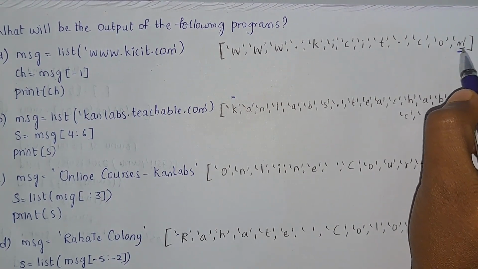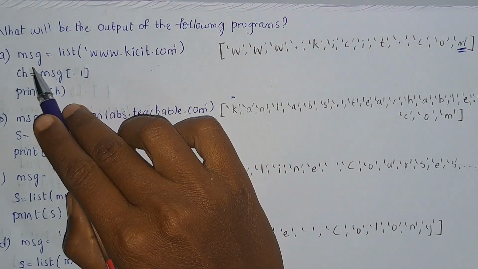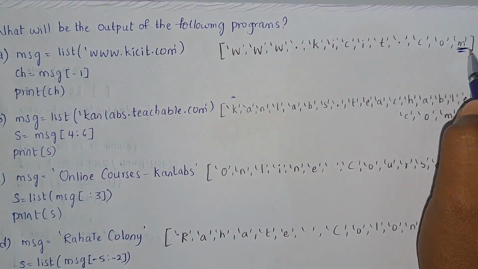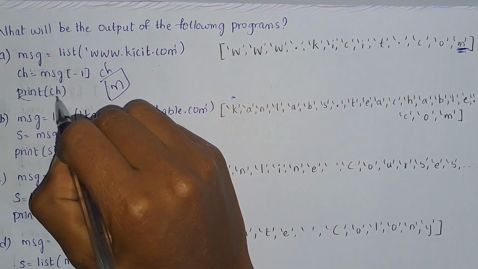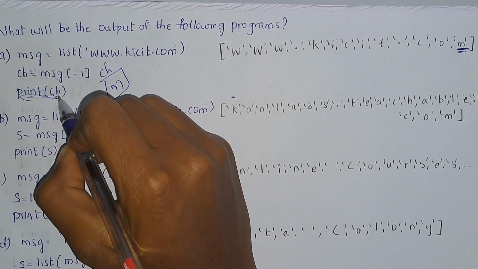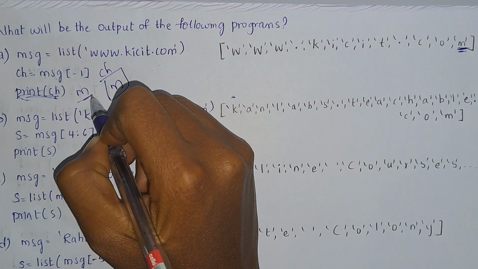That means here the last character of the list message is m. So the m is stored in ch variable. Okay, now we are printing ch. That means the m value is printed.